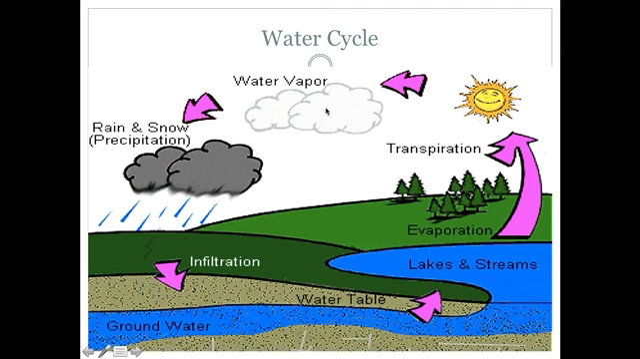If those clouds are holding all they can hold as far as water droplets are concerned, they can't take on any more water, they're at maximum capacity, then that's when precipitation takes place, whether that be rain, snow, hail, sleet. And after precipitation, it starts the cycle back over.